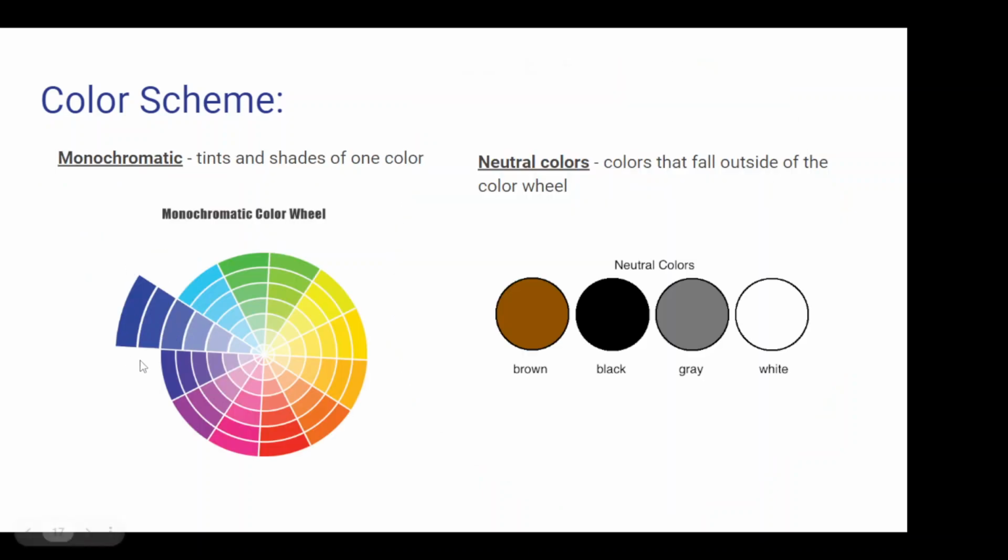Monochromatic, mono meaning one, it's tints and shades all of one color. So it's basically whites and blacks and grays, which is your tone, added to getting different values of that one hue. A neutral color scheme are colors that fall outside of the color wheel, so you can't find them on there. And that's brown, black, gray, and white, and all shades of those in between. So like tans would technically be a neutral color.